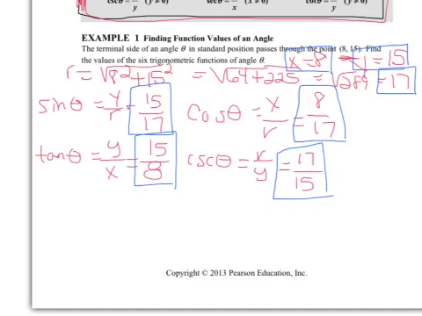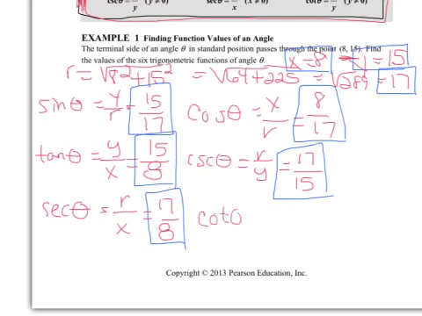The next one we're going to look at is secant of theta, and secant of theta is r over x. We know our r value is 17, and our x value is 8. So secant of theta is 17 over 8. And our last trigonometric function is the cotangent of theta. The cotangent of theta is x over y. We know our x value is 8, and our y value is 15. So cotangent of theta is 8 over 15.